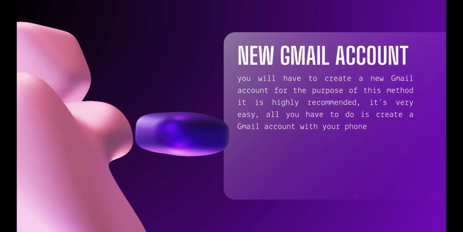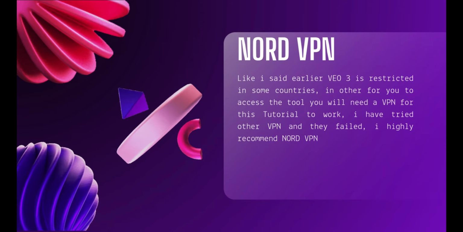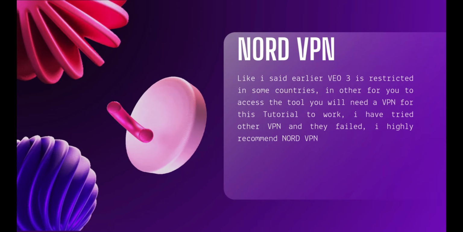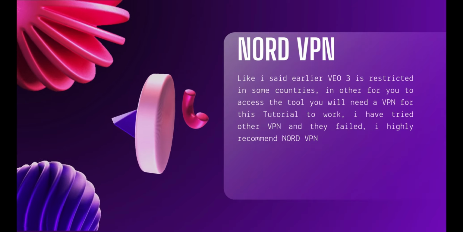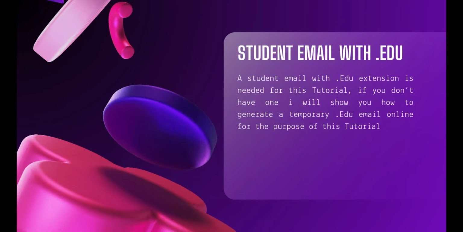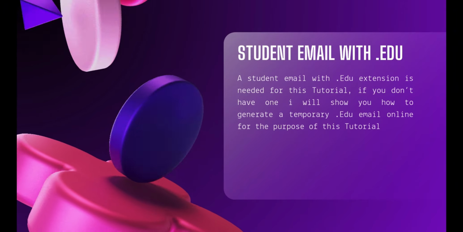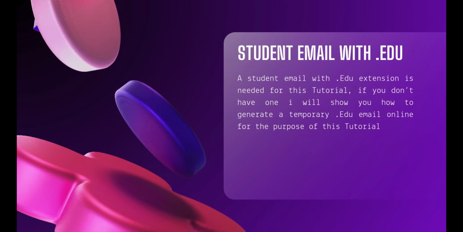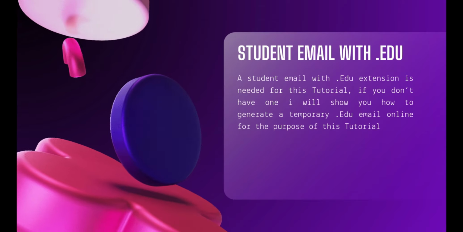The first requirement for this tutorial is a new Gmail account. Secondly, you will need a VPN. Though I have outsourced other VPNs, I strongly recommend NordVPN. I will put the link in the description of this video. The next requirement is a student email with a .edu extension. If you don't have one, I will show you how to generate a temporary .edu email online. All links used in this tutorial will be listed in the description of this video.